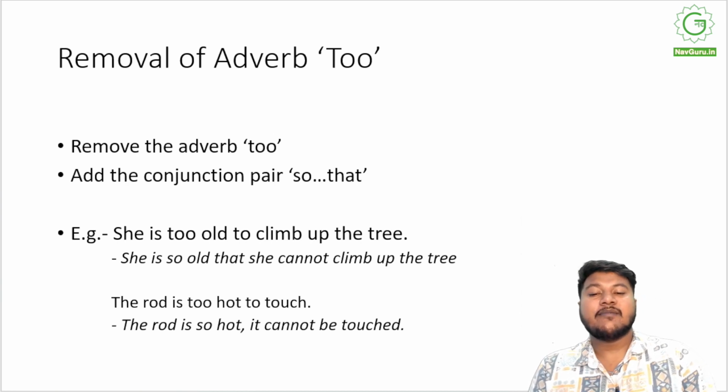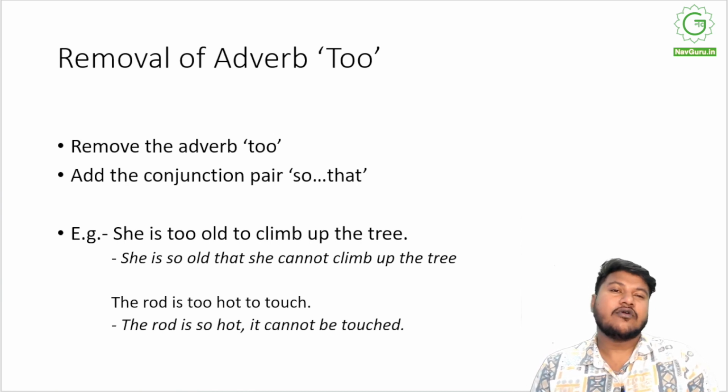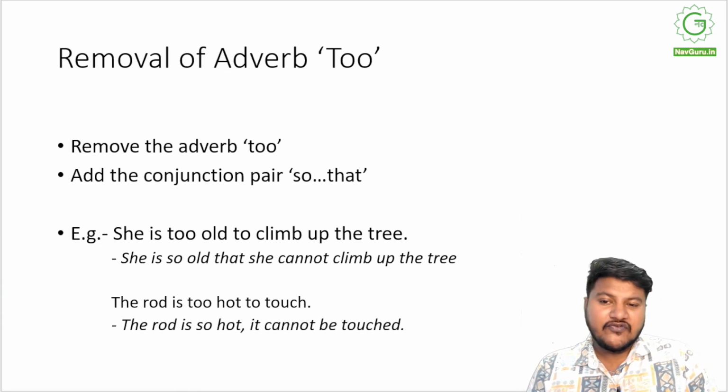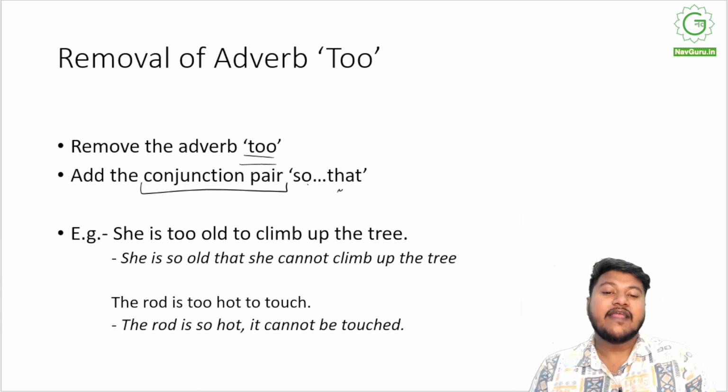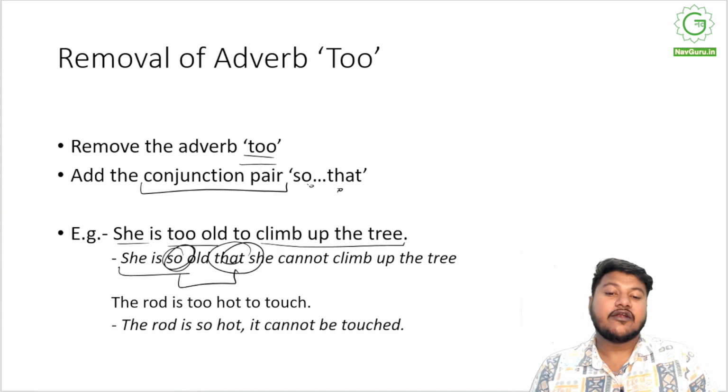She is too old to climb up the tree. Okay, fine. The rod is too hot to touch. Great. But the questions will come where you'll have to remove them. So in those cases, when you remove the adverb too, you'll have to add the conjunction pair so and that, right? For example, she is too old to climb up the tree. I'll convert it into she is so old that she cannot climb up the tree, right?